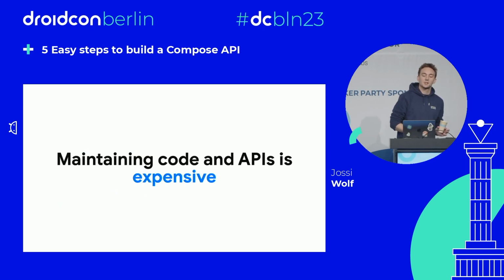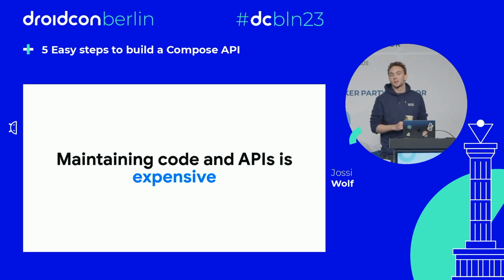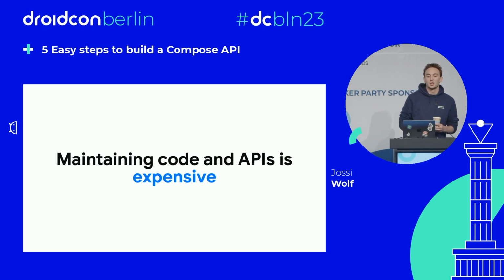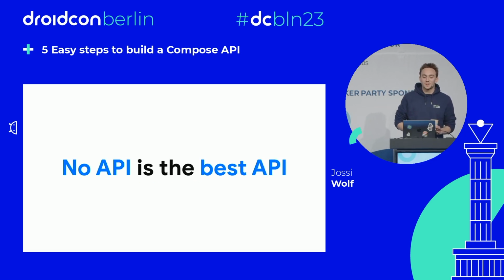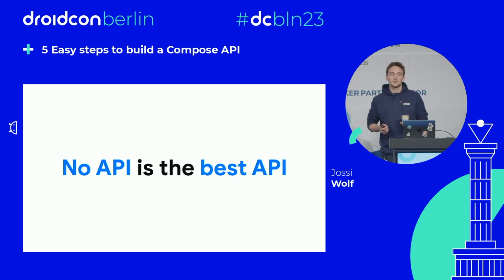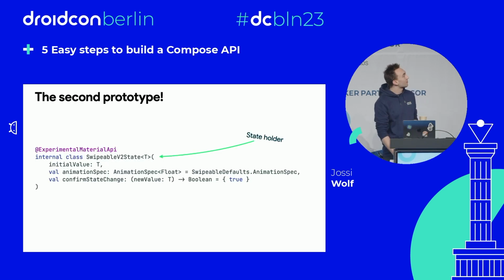Because again, maintaining code and APIs is very expensive. It takes a lot of time, and you really don't want to be dealing with code that you shouldn't have written in the first place. No API is always the best API, but if a use case is common enough, so if everybody was writing that modifier.anchor draggable code, even if it was just 10 lines of code, fine, add it. That's a really good signal. I want to show you the second prototype. So we ended up having a state holder, swipeable v2, the best name ever, should have totally shipped with this.